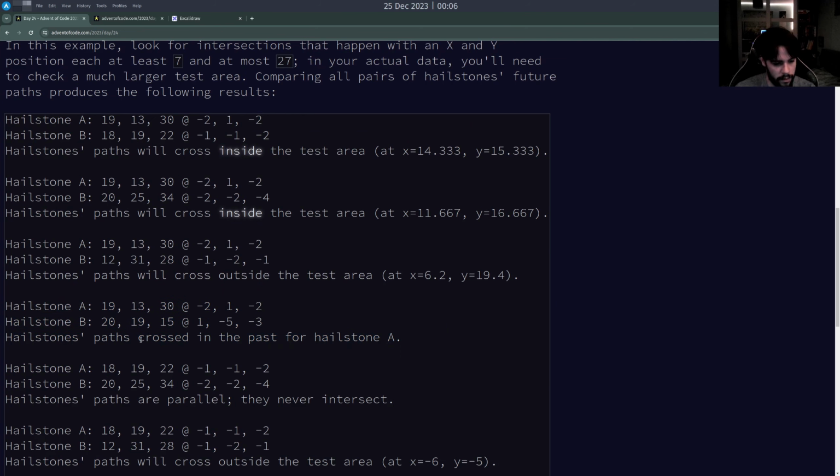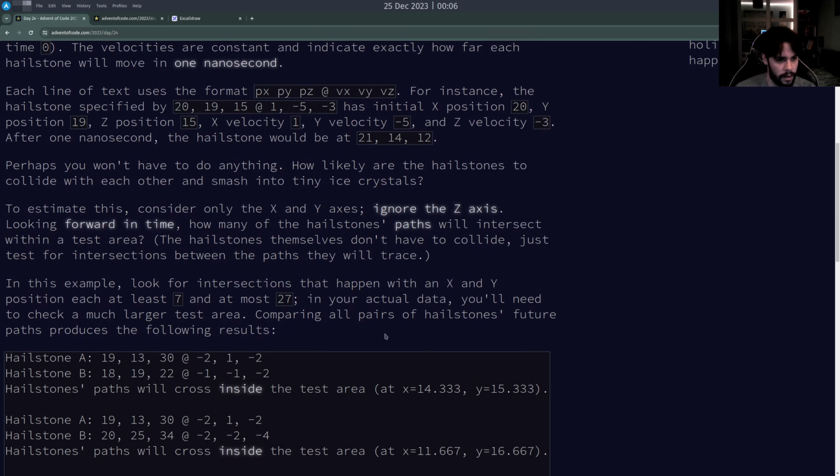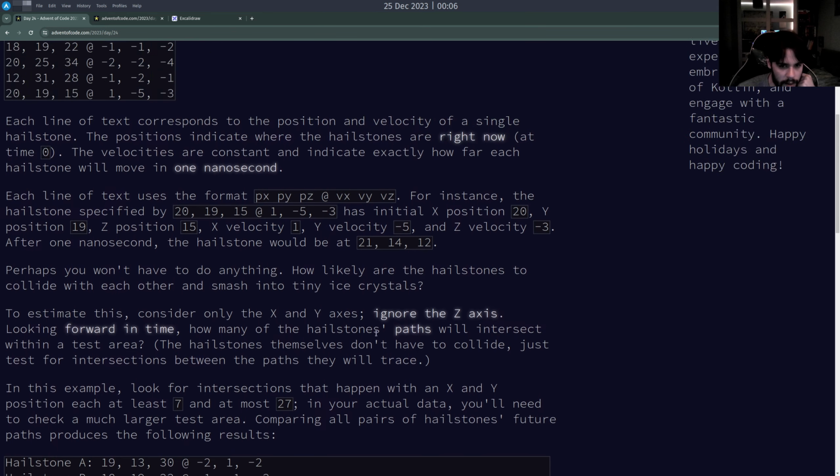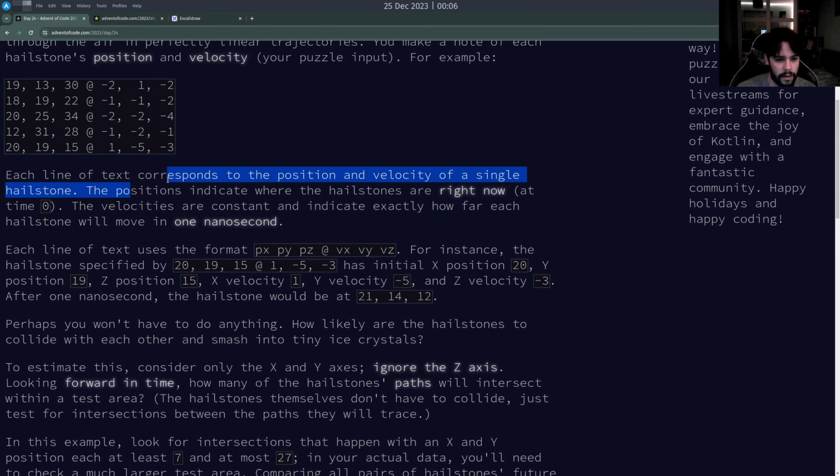hailstone's paths crossed in the past for hailstone A. What is that? I still don't really understand. Each line of text corresponds to position and velocity. The position indicates where the hailstones are right now at time 0.